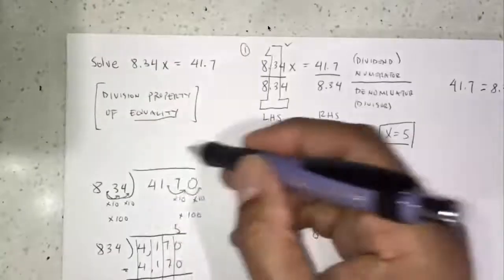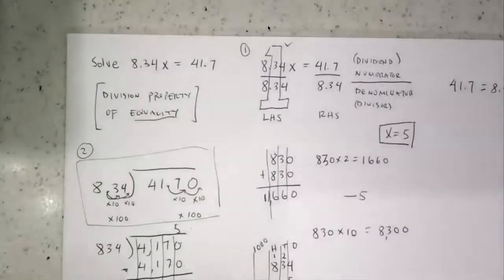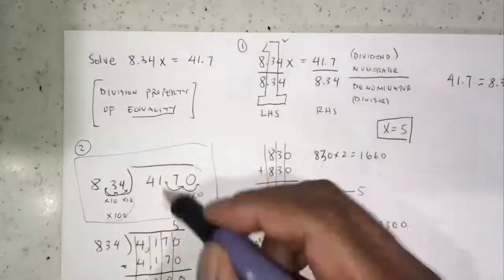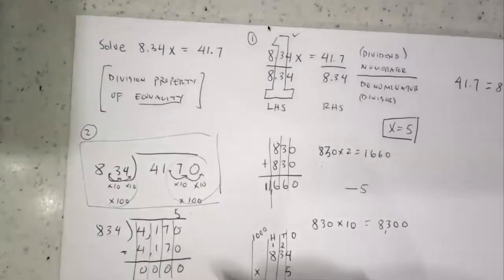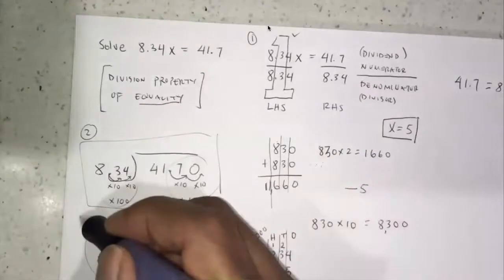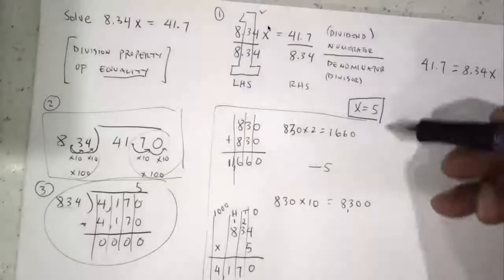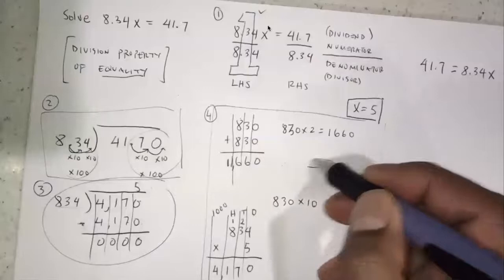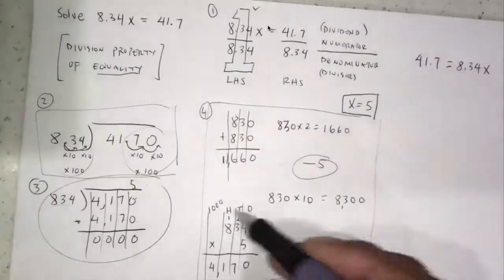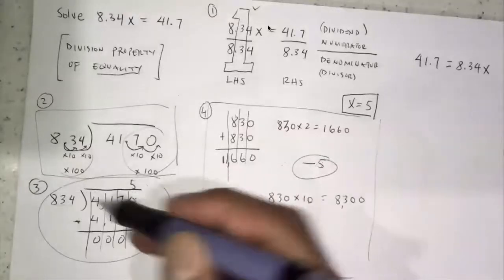Step number 2 is right here, the division house. Step number 3 was in step number 2 because we were making the divisor a whole number of 834. So this was step number 3. Step number 4 was us locating how many times the divisor goes into the dividend, and we found it to be 5 right here. And then once we found it, we applied the properties of division.